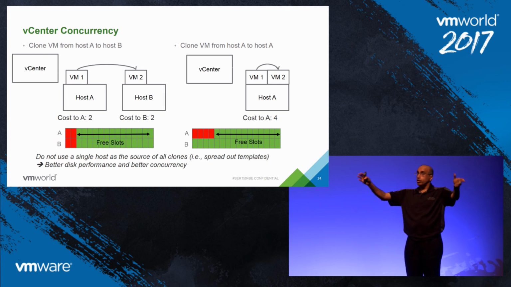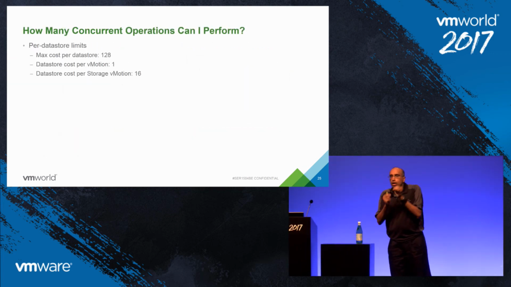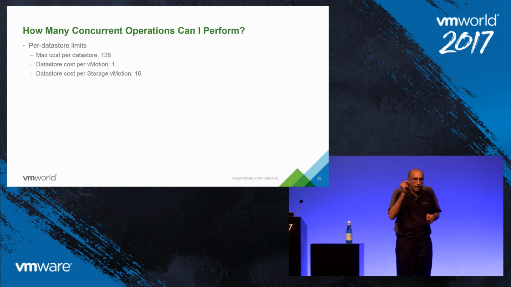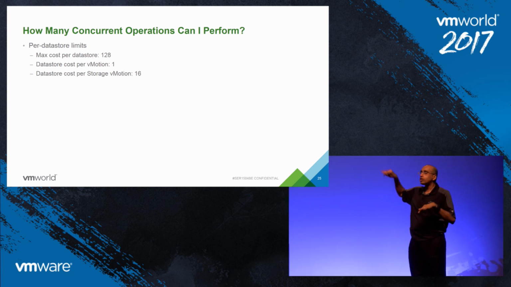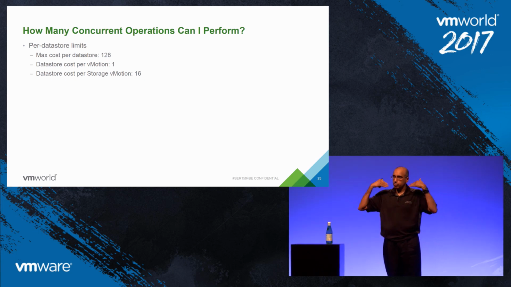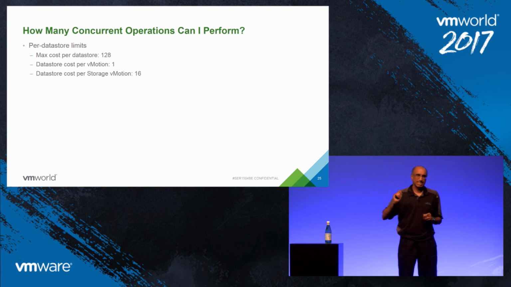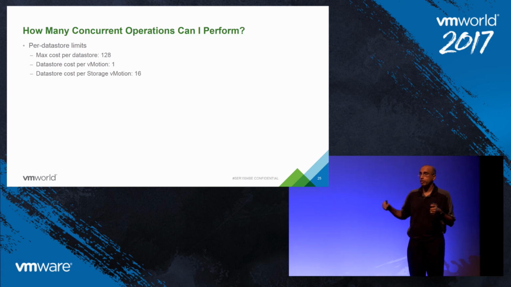So we saw the vCenter limits and we saw a per host limit. But there are other limits that are very, very important. For example, there are per data store limits. The cost that a data store can absorb is 128. And to put that into context, a vMotion costs 1. So for a given data store, 128 vMotions can be occurring at once. A storage vMotion costs 16. So for a given data store, about 12 of those can occur at once before the rest have to block.